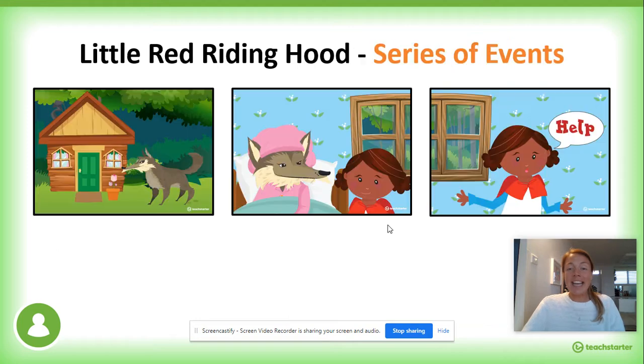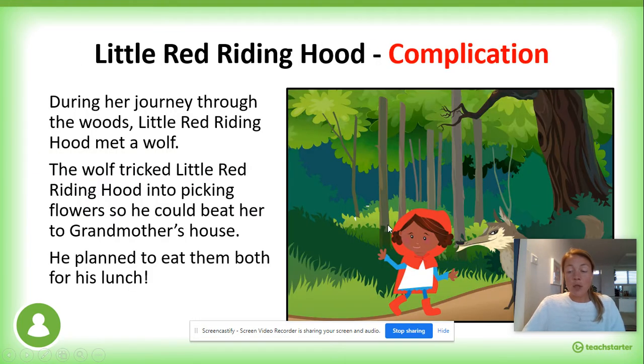So, hopefully, yesterday in your well-being day, you wrote about your complication, what goes wrong in the story. I know everyone's will be so different for each character and each setting, but this was the short one from Little Red Riding Hood. We know that her complication in the story was during her journey through the woods, Little Red Riding Hood met a wolf. The wolf tricked Little Red Riding Hood into picking flowers so he could beat her to grandmother's house, and he planned to eat them both as lunch. Ooh, what a complication. I wonder how she's going to get out of it.